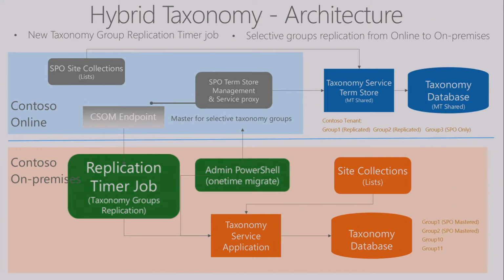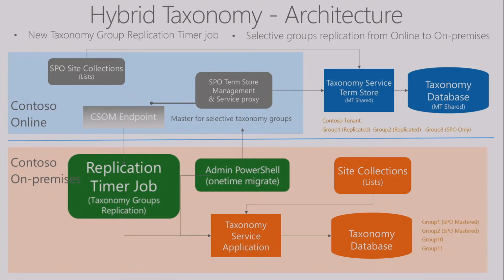And what it does is it points to the CSOM endpoint that we have exposed in SharePoint Online. Periodically, it checks: do I have an update for taxonomy from SharePoint Online? If there is an update, then it will pick that update and push it into your on-premises as well. And of course, it's a timer job, which means you can run it on demand as well.